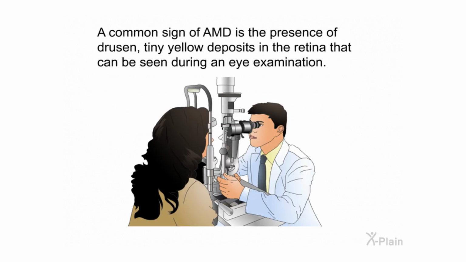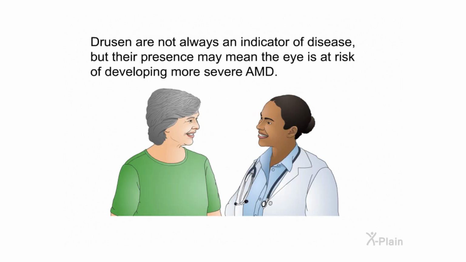A common sign of AMD is the presence of drusen, tiny yellow deposits in the retina that can be seen during an eye examination. Drusen are not always an indicator of disease, but their presence may mean the eye is at risk of developing more severe AMD.